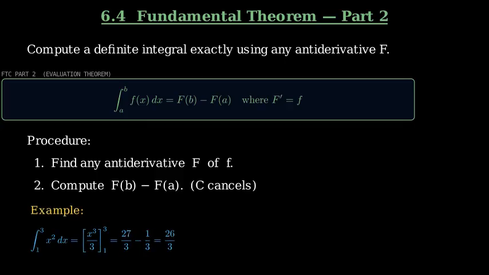Using horizontal slices, integrating with respect to y: A equals the integral from c to d of the quantity r of y minus l of y dy, where r is the right curve and l is the left curve.